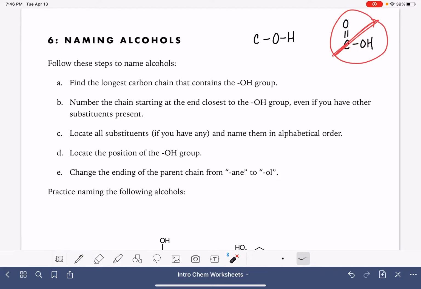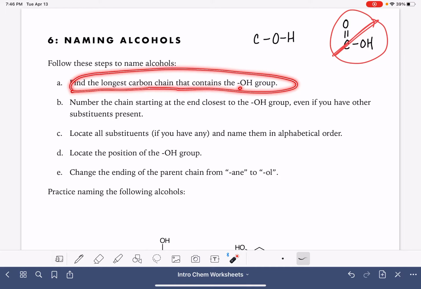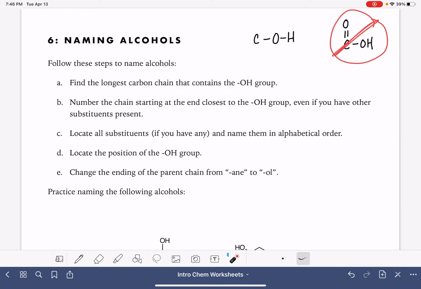So in order to name alcohols, we're just going to build on the naming rules that we've already established. We want to find the longest carbon chain that contains the carbon holding the OH group. So it's not necessarily going to be the longest carbon chain in the molecule, but it will be the longest carbon chain with the OH group on it. And this is similar to a rule that we established when we learned how to name alkenes and alkynes. In that situation, we weren't necessarily looking for the longest carbon chain. We were looking for the longest carbon chain that included the double bond or included the triple bond.